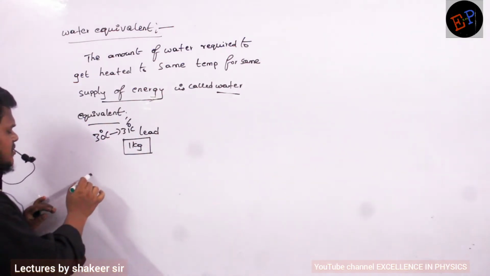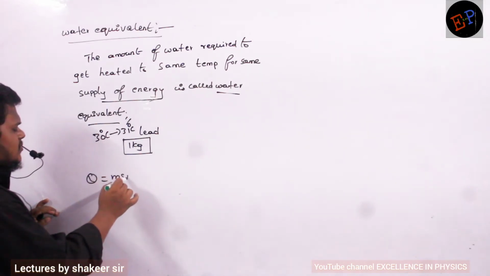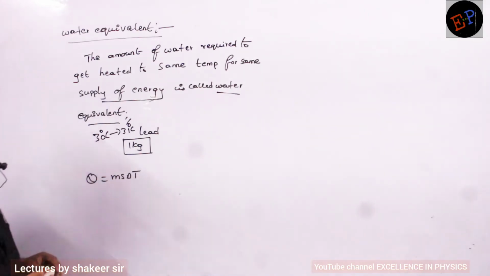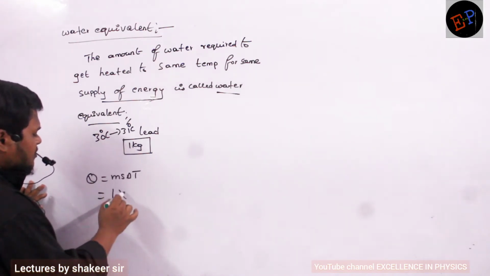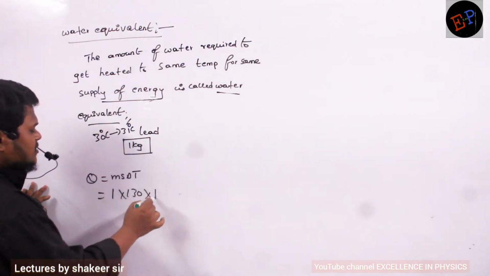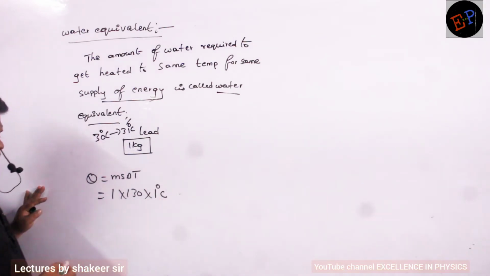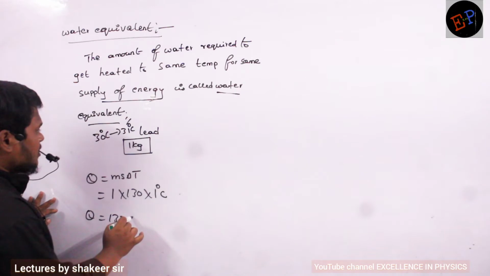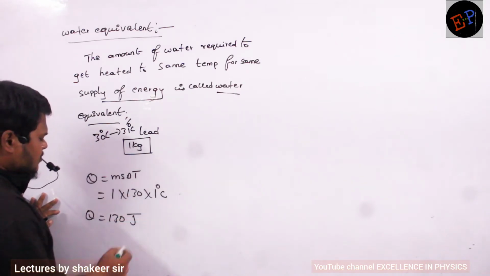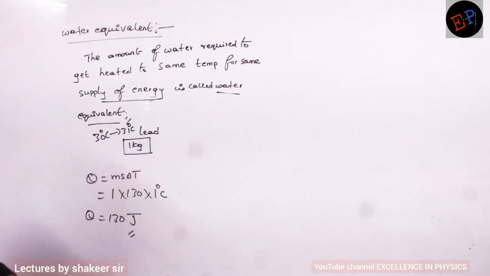Then how much heat energy do I have to supply? Q is equal to m s delta T. This much energy I have to supply. Let us do the calculation. So mass of lead is 1 gram, specific heat of lead is 130, change in temperature is 1 degree Celsius. So what is the heat energy I have to supply? 130. I have taken everything in joules only. So 130 joules of heat energy I have to supply.